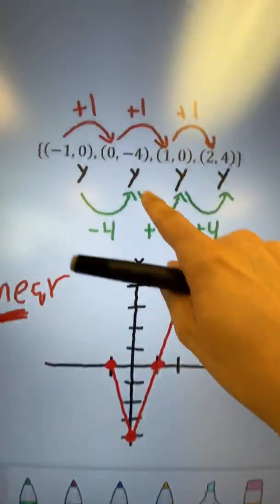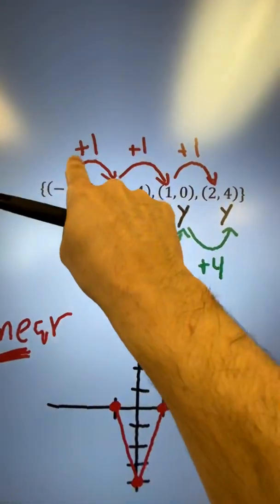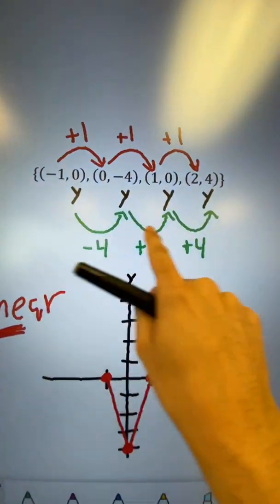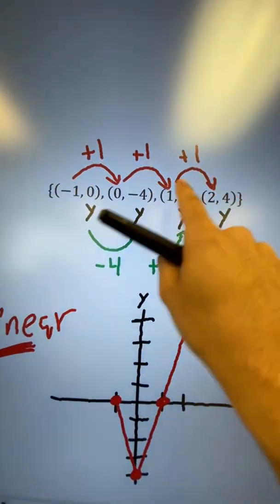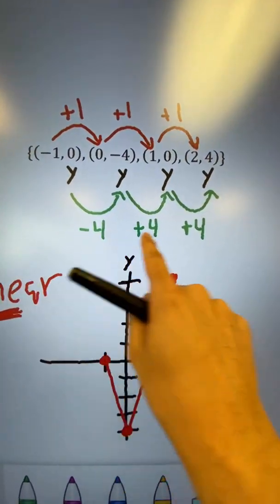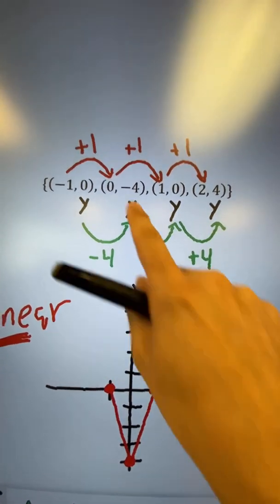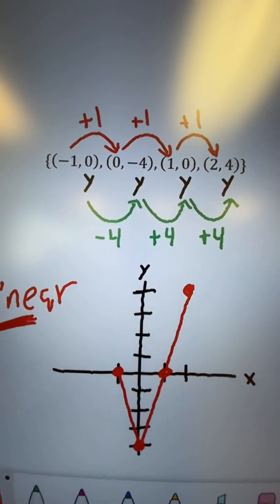And again, without a graph, that's how you can tell, by looking at the changes for the x values and the changes for the y values. As long as it's the same for both, for the x's and the same for the y's, it'll be a linear function. But you can see here it wasn't the same. That's why this is not a linear function.